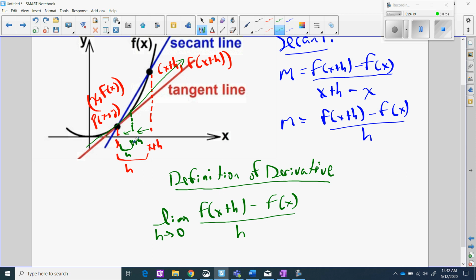Meaning, as the distance, because h is how far apart the 2 points are. So let's say this one started out and, oh my goodness, they were 1.2 units away. Then down here, oh, they're only 0.2 units away. Well, I want them to get even closer. So what I want is h, the distance between them, to approach 0.